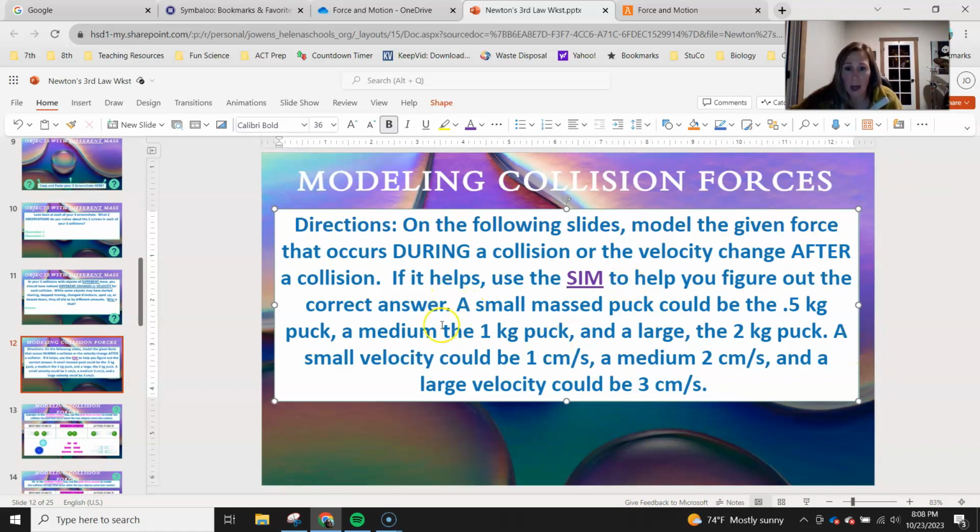If you guys do decide to use the sim though, you can use a 0.5 kilogram puck as your small puck, 1 kilogram puck is your medium, and a large puck could be the 2 kilogram puck.